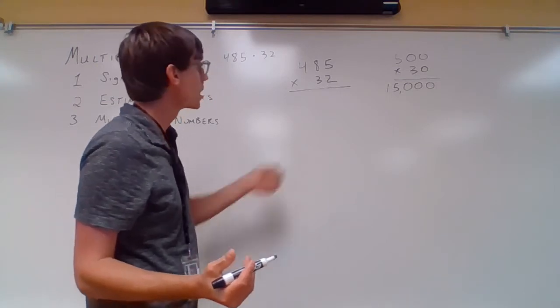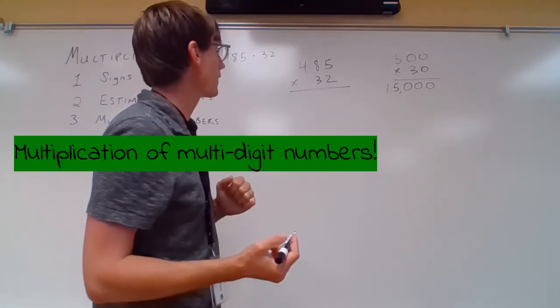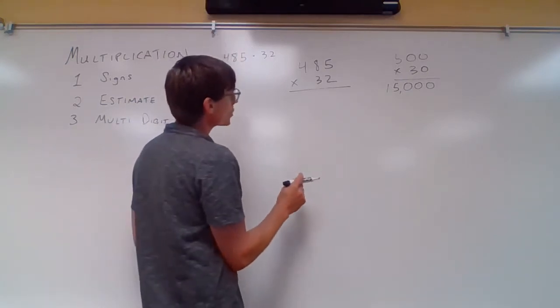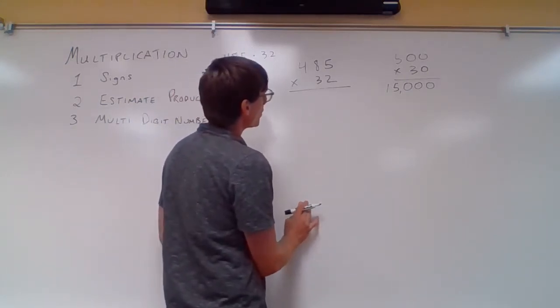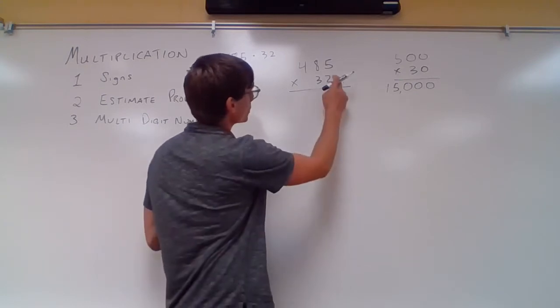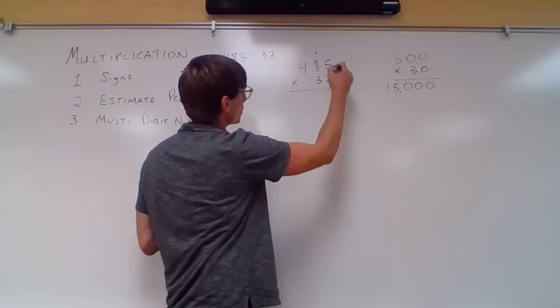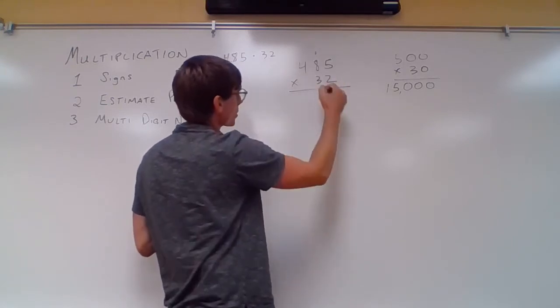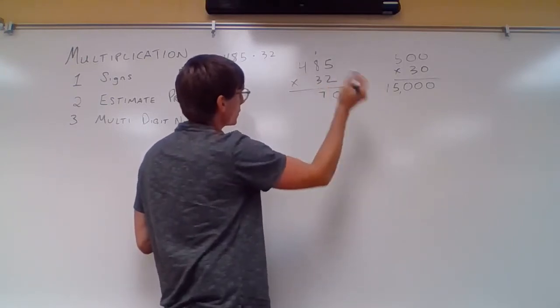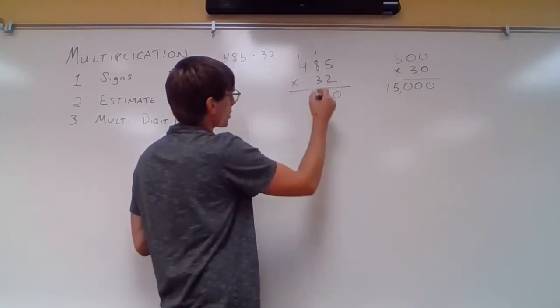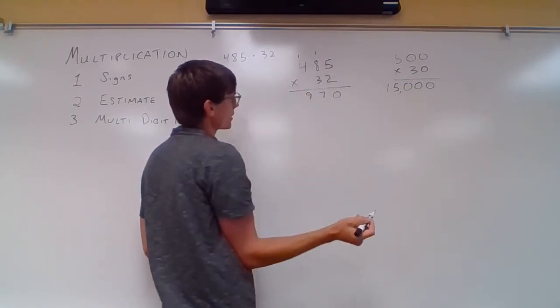Okay. Simple enough. So now let's look at this here, 485 times 32. Let's actually solve this problem. All right. So when we are multiplying, we simply go 2 times 5, as always, 2 times 5, 10, carry the 1. 2 times 8 is 16 plus our 1. So now we have 7, carry that 1 from the 17. 2 times 4 is 8, plus our 1 is going to be 9. So we have 970.